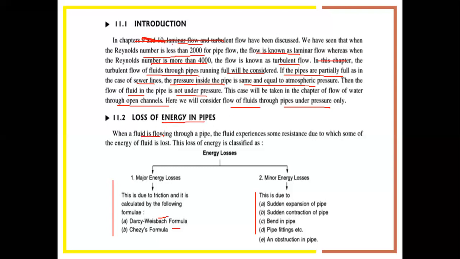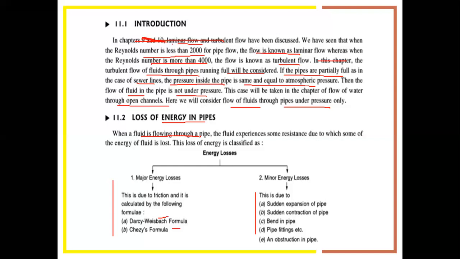When the fluid is flowing through the pipe, the fluid experiences some sort of resistance due to which some of the energy of the fluid is lost, right? When the fluid is passing through the pipe, whether partially full or completely filled, it experiences resistance because of the walls of the pipe or a bend or some other places. Thereby, some of the energy of the fluid is lost. To regain that energy, we have to pump the water through some electromechanical system.